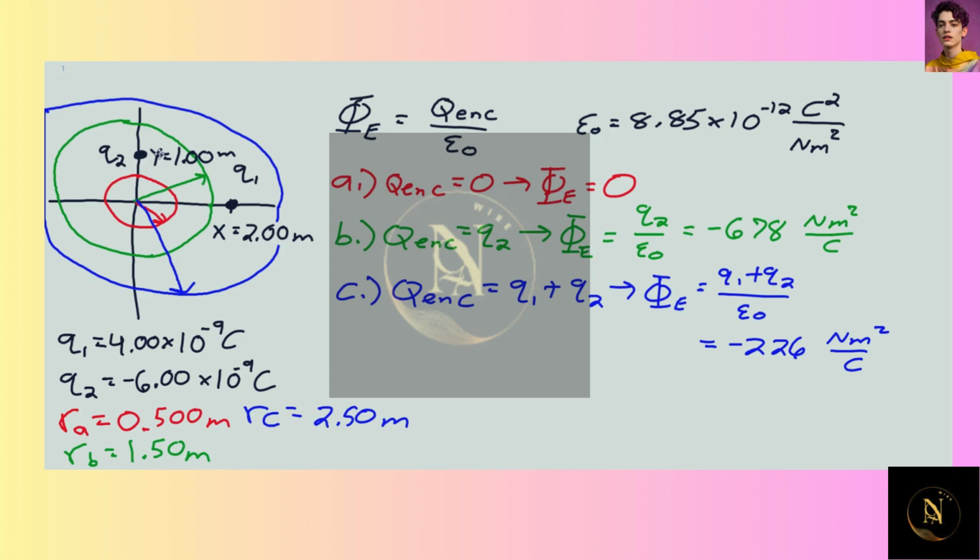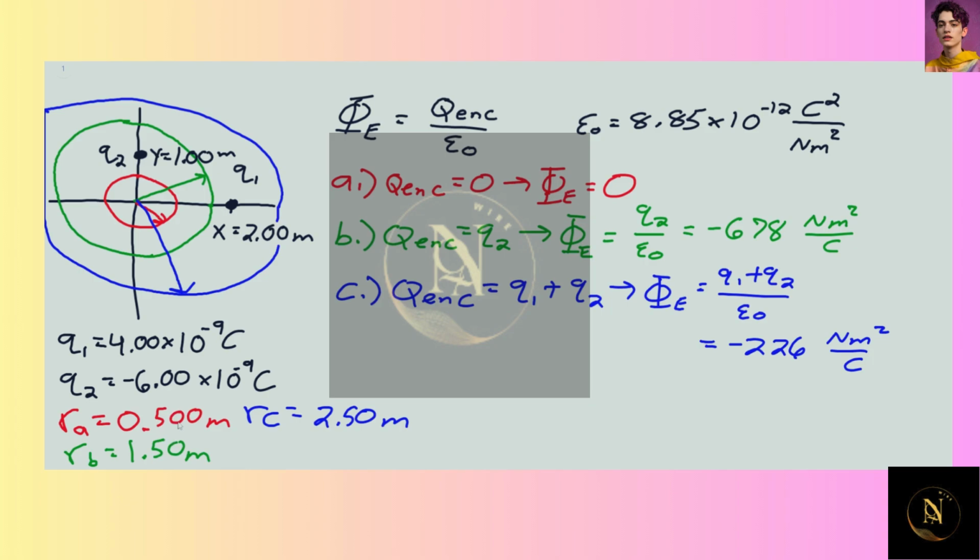All right, the very first thing that I have done is I have made a sketch of the x and y axes. So at x equals 2 meters, just going along the x-axis, that's where our charge Q1 is located. And going up along the y-axis, at y equals 1.00 meters is where our Q2 is located. And then I've drawn out the 3 parts that we're looking for.